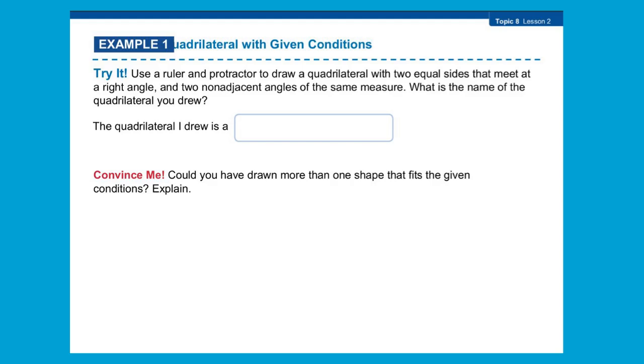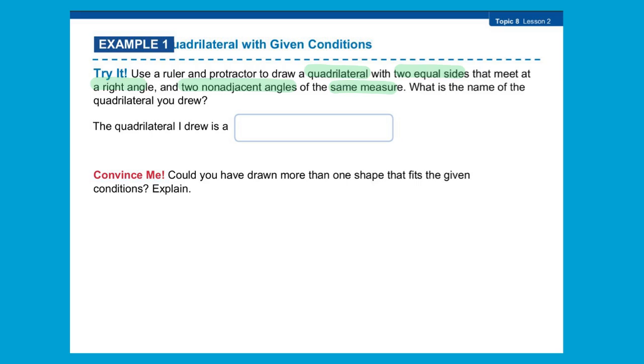All right, this is the try it at the bottom of page 438. It says use a ruler and a protractor to draw a quadrilateral. So I know I have 4 sides again: 2 equal sides that meet at a right angle and 2 non-adjacent sides of the same measure.